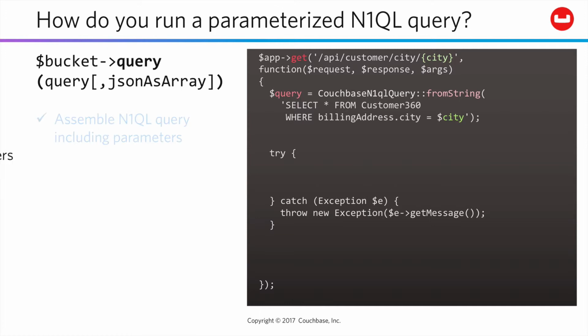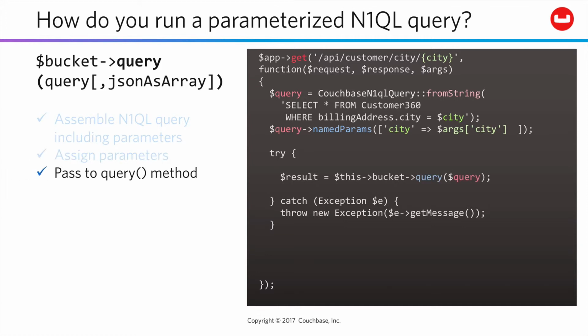This is going to return a query object, and through the named params property of that query object, you pass in an array of key value pairs representing the named parameter. So in this case, I have a named parameter of city, and I'm assigning to it the city argument passed into the route. You then pass this query object to the query method of your bucket, and it's going to give you back a result.